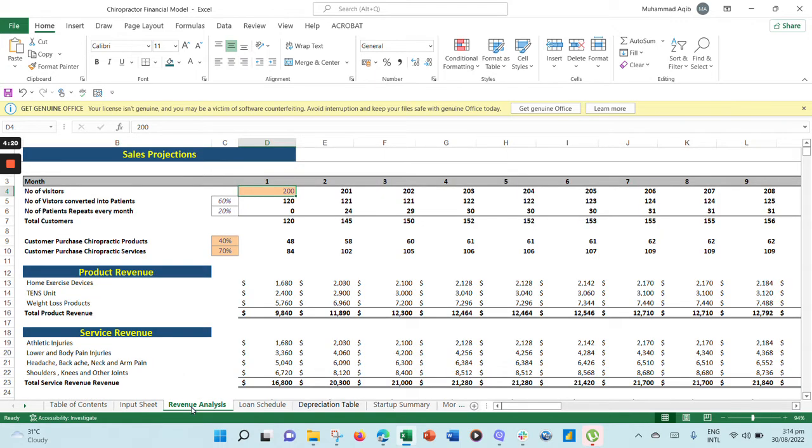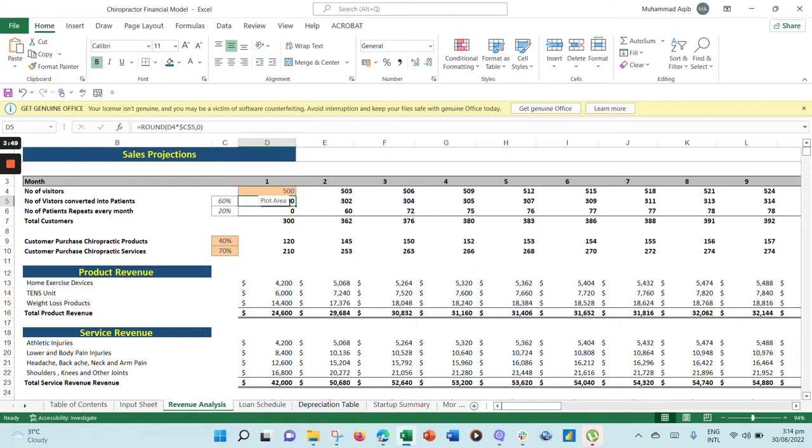Moving on to the revenue analysis, this is one of the most important aspects of the chiropractic financial model, as this will allow us to project 5 years of sales for the business. It depends on the number of visitors and the number of visitors being converted into patients. If the number of visitors in this case is increased to 500, the number of customers is increased, which increases the revenue as well. However, it was also dependent on the customers purchasing different products and services.